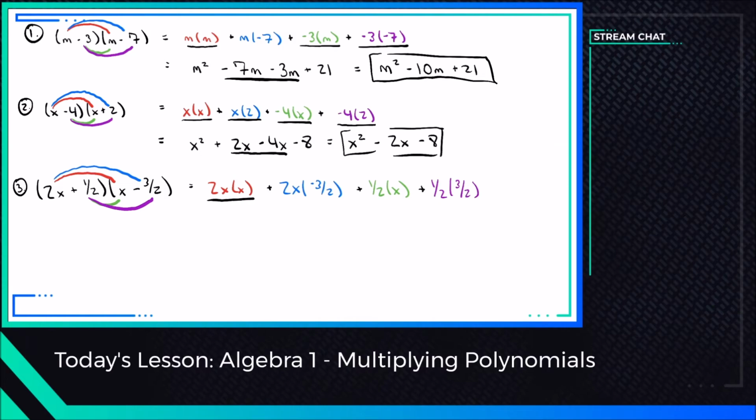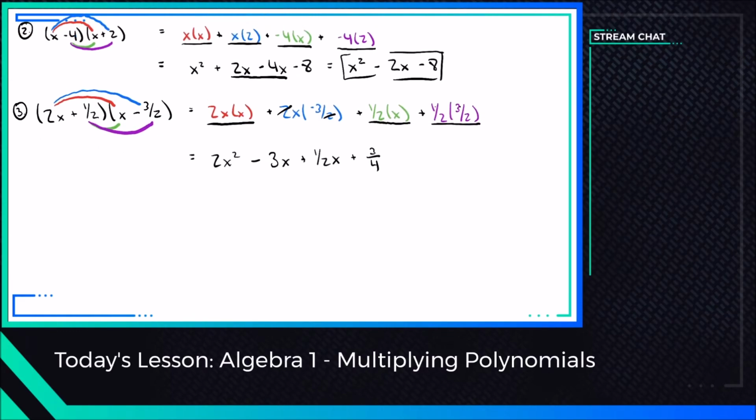A 2x multiplied by an x is going to be a 2x squared. A 2x multiplied by a negative 3/2. So we need to replace this plus sign with a negative. The 2 is going to cancel with this 2, and all we're going to be left with is a negative 3x. Once again, the 2 on the bottom here is going to divide out this 2, and you're just going to be left with the x multiplied by negative 3. And then we're going to have a 1/2 x. That's pretty straightforward. And then we need to take 1/2 multiplied by 3/2. So 1 multiplied by 3 is 3. And 2 multiplied by 2 is 4. So that is 3/4.